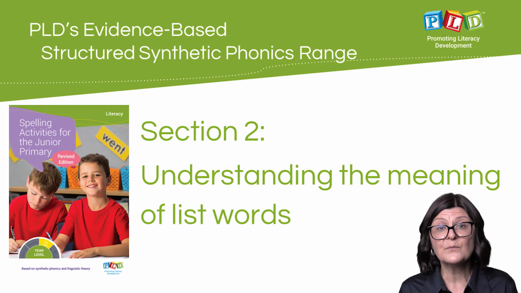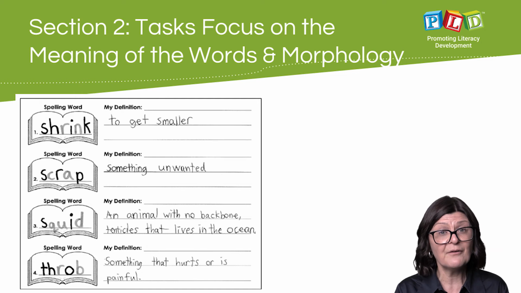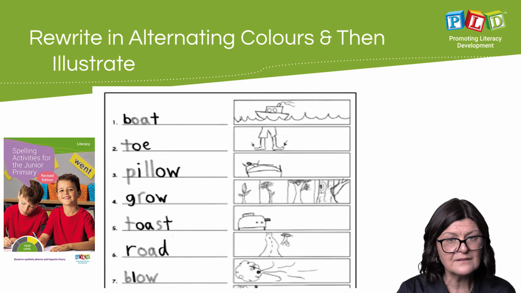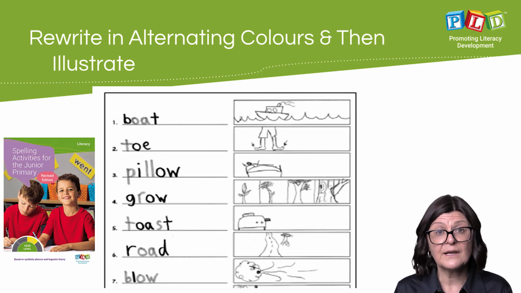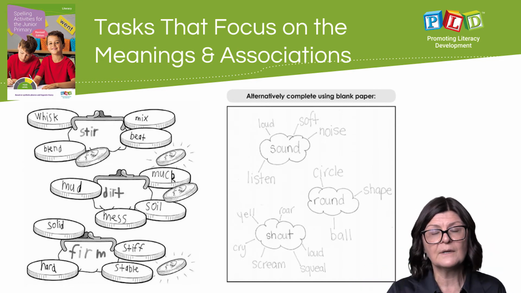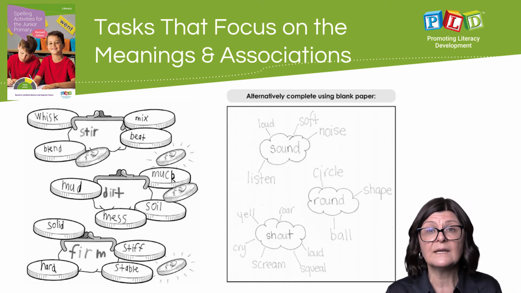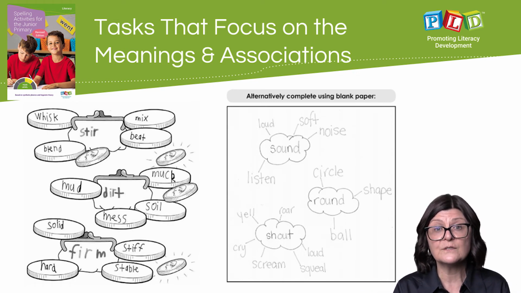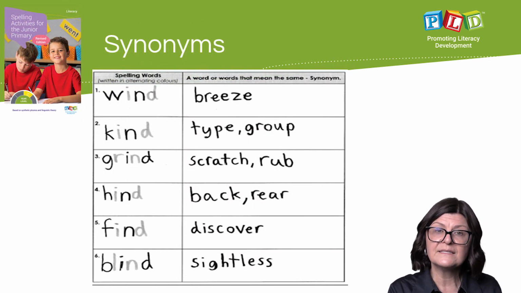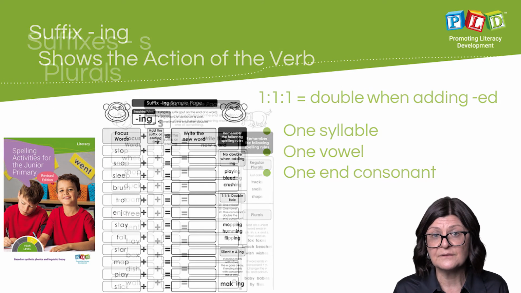Section 2, understanding the meaning of words. Traditionally, we have asked students to form dictionary definitions. However, we can rewrite the words in alternating colours, again emphasising the phonics and the sound structure, and then go on to illustrate the words or rewrite the words in alternating colours in circles or in a little cloud, and then bing, bing, bing, 3 associations, or at least 3 things that are associated with those words. Rewriting the words in alternating colours and then creating synonyms or antonyms. There's also a prefix and suffix section.